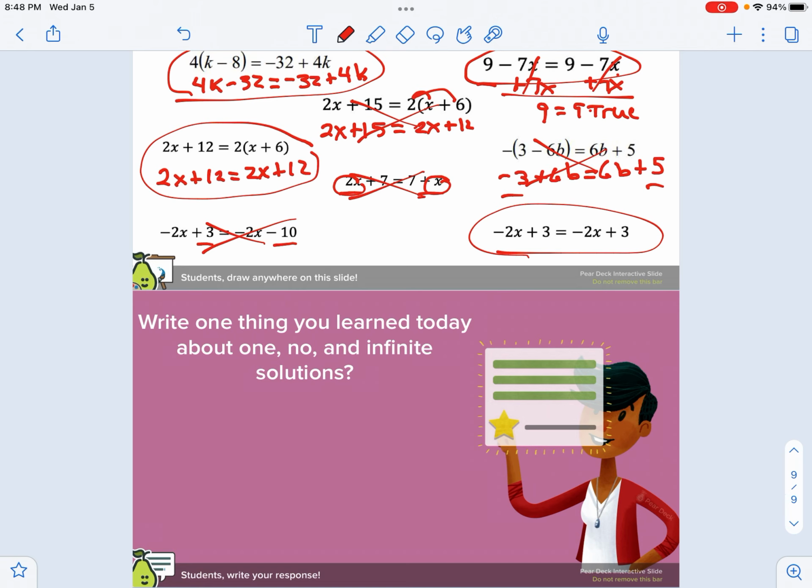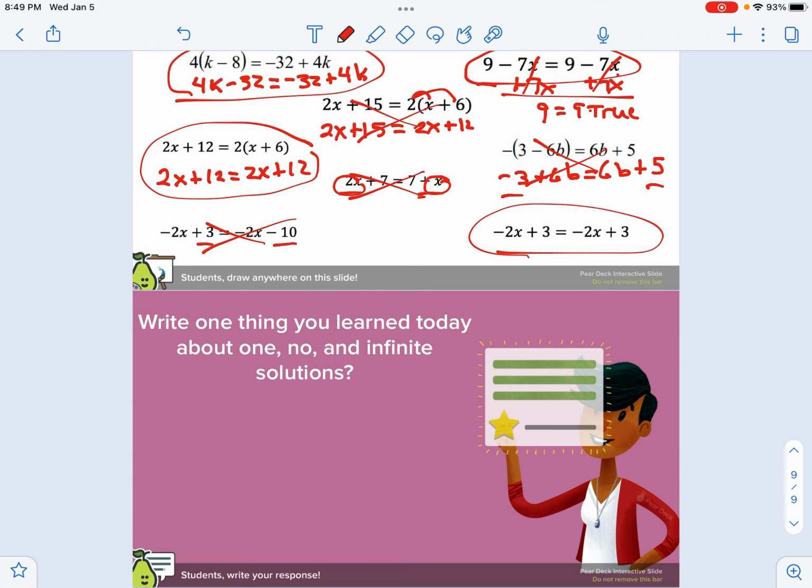So write one thing you learned today about one, no, and infinite solutions. You can write all kinds of different things. When you have a variable that cancels out, if the constants are equal to each other or a true statement, they would have an infinite number of solutions like we just did in the last activity. The other thing is, if the variables cancel out and the constants are not equal, they will have absolutely no solution, and therefore you can use the symbol of the empty set.